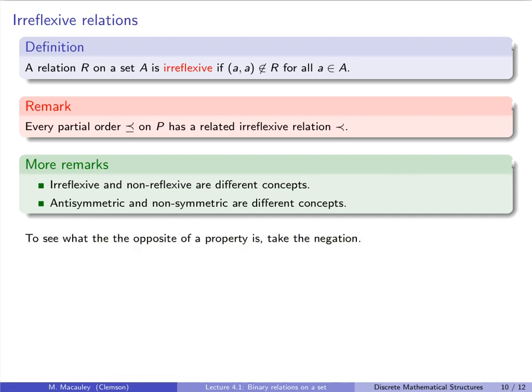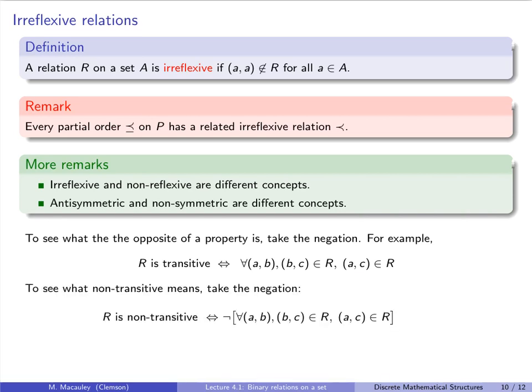The exercise that we just did with the reflexive and symmetric properties, we can do with other properties. In other words, to take the opposite of a property, look at the negation. For example, let's see what the opposite of transitivity is. So R is transitive by definition if for all A related to B and B related to C, A is related to C. To see what non-transitive means, we can take the negation.